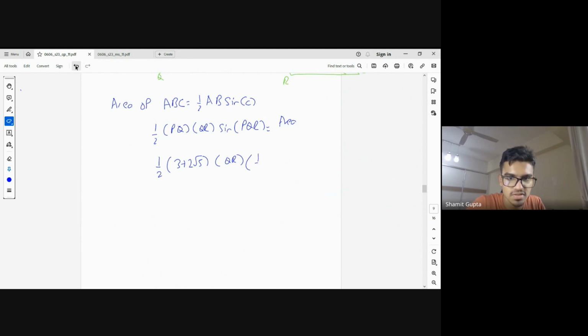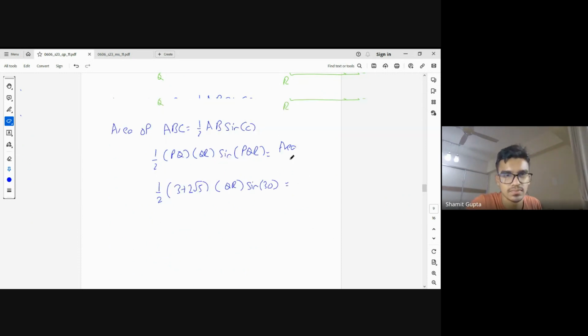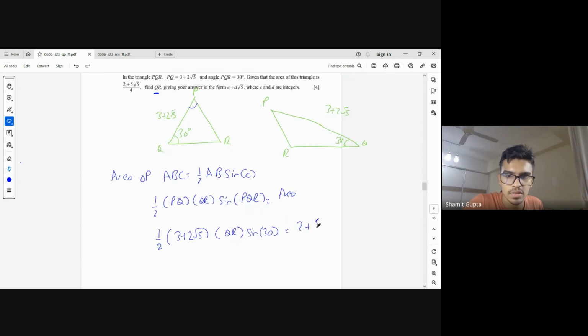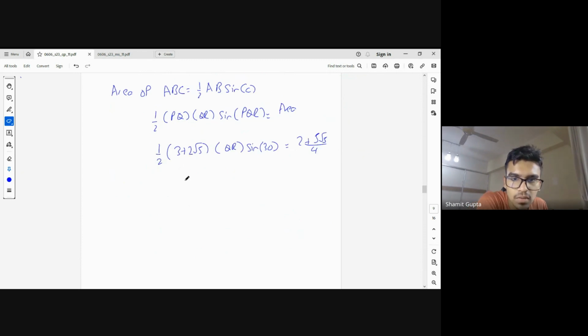Let's put sine 30, because you're substituting values in, right? If you put sine PQR and then sine 30 equals 1 over 2 in one step already, it might look like you're skipping a step. So 2 plus 5 root 5 over 4. Now I'm going to be a little bit quick. This is 1 over 2. So 1 over 2, 3 plus 2 root 5.